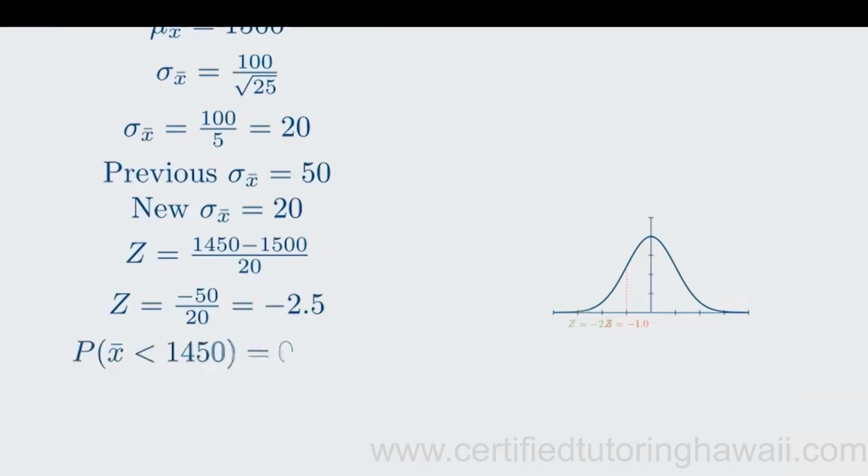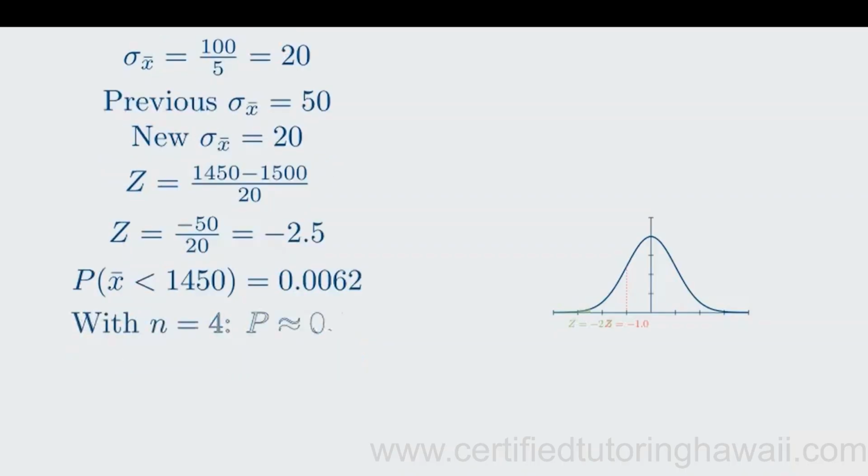If we look up the probability for z less than negative 2.5, we get approximately 0.0062. Think about what this means. With 4 bulbs, it was somewhat common, about a 16% chance, to get an average lifespan that low. But with 25 bulbs, it's very unlikely, less than a 1% chance.